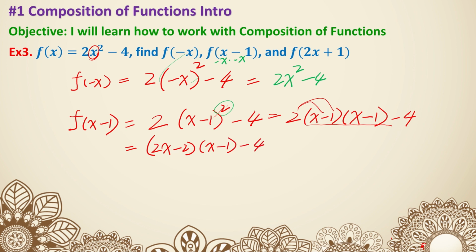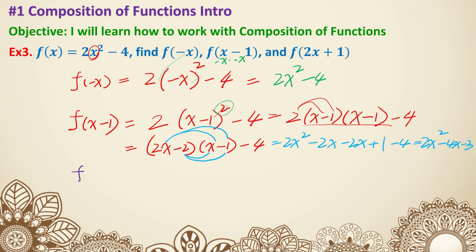Okay, you can either use a box or a string method to deal with that multiplication. 2x times x is 2x squared. 2x times negative 1 is a minus 2x. Negative 2 times x is a minus 2x. And then negative 2 times negative 1 is a plus 1 with a minus 4 on the end. Simplifies to be 2x squared minus 4x minus 3. There you go.